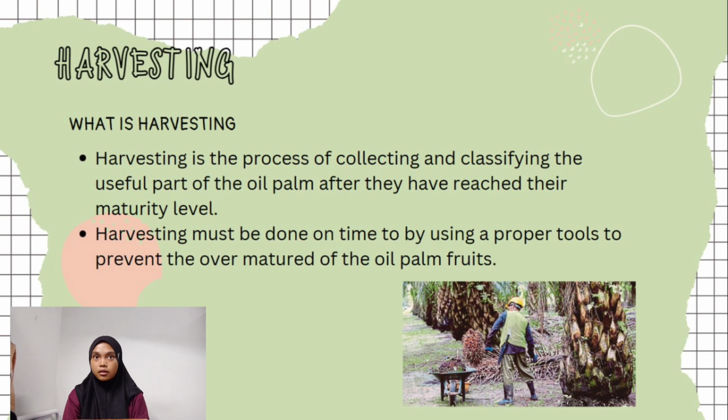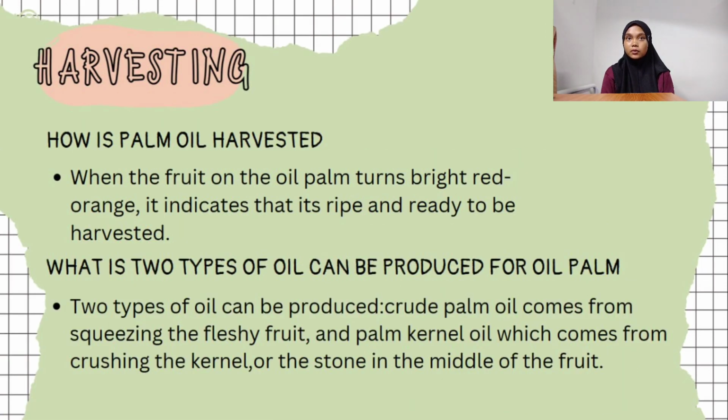What is harvesting? Harvesting is the process of collecting and classifying the useful part of the oil palm after they have reached their maturity level. Harvesting must be done on time, using proper tools, to prevent over-maturity of the oil palm fruit. How is palm oil harvested? When the fruit on the oil palm turns bright red-orange, it indicates that it is ripe and ready to be harvested.